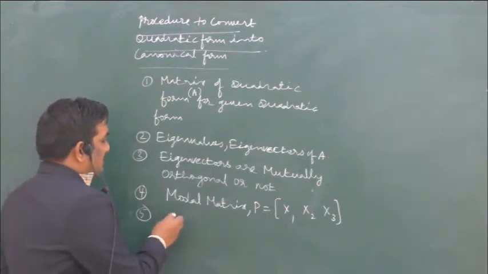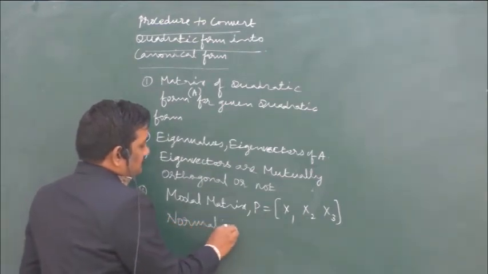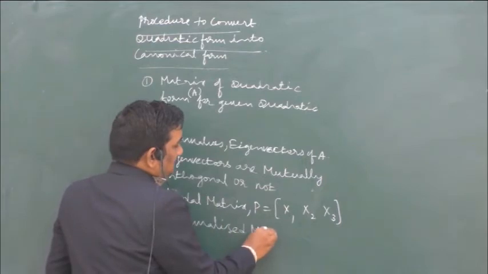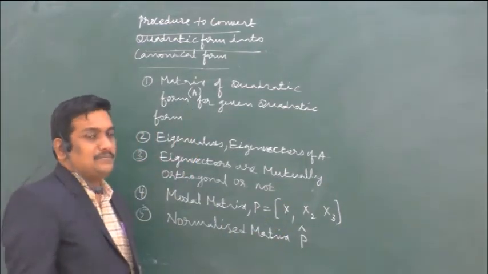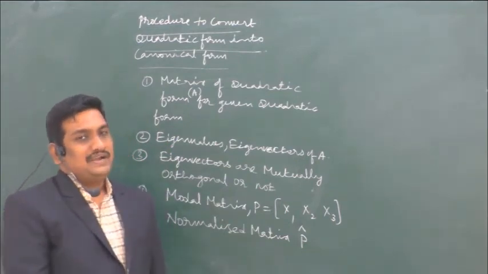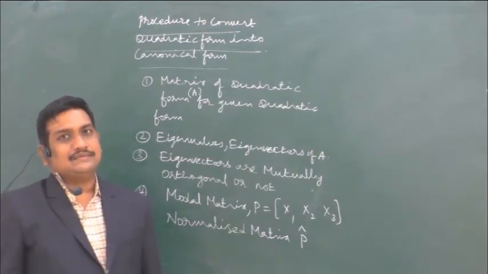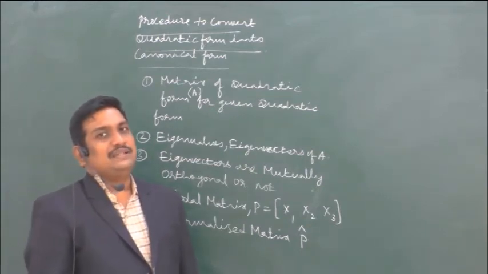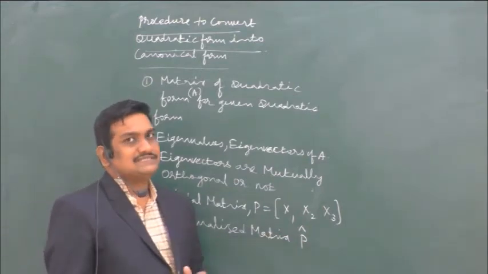Now let us form the normalized modal matrix. It is denoted by P cap. The normalized modal matrix is obtained by dividing each element in the column by its length.